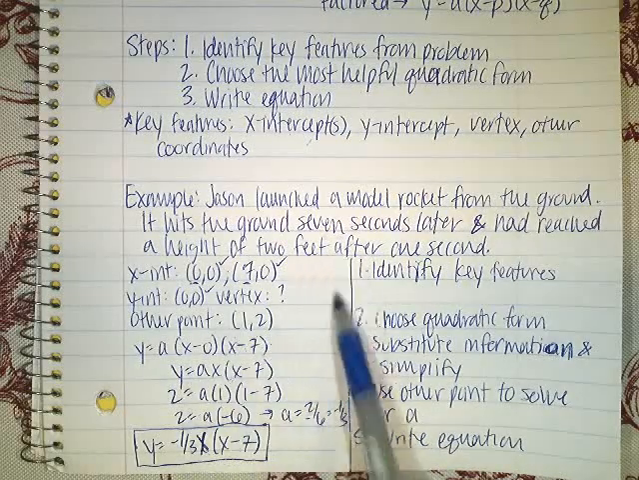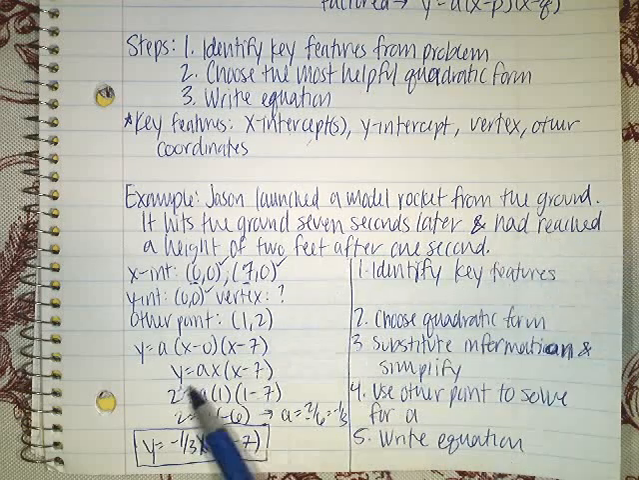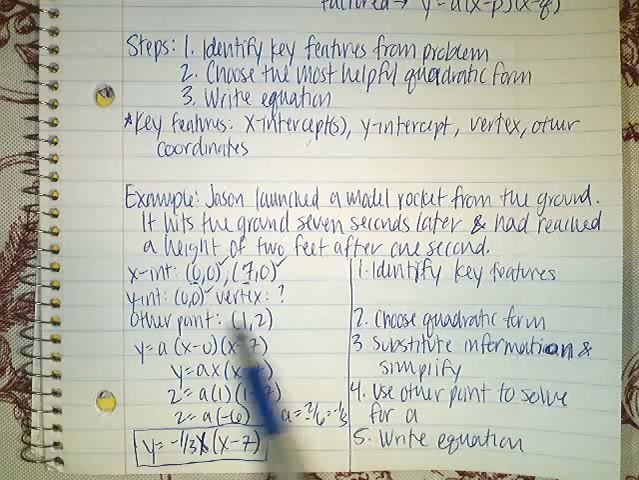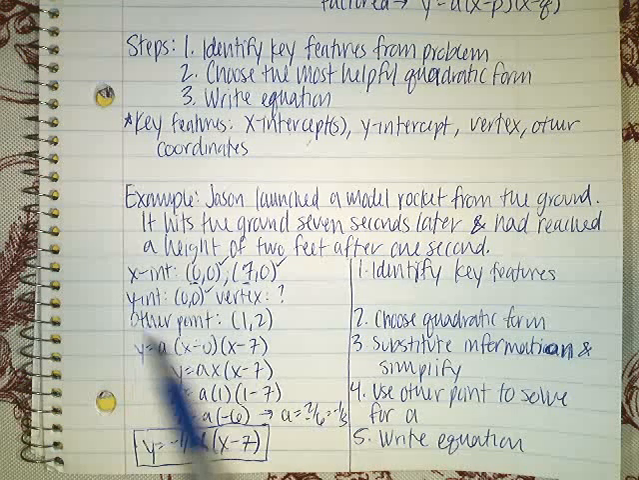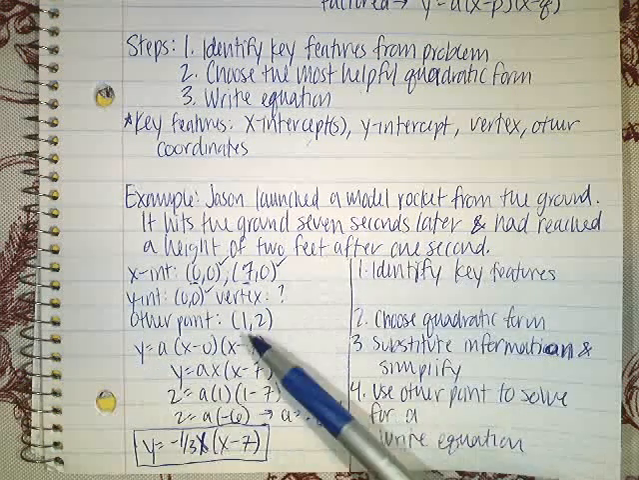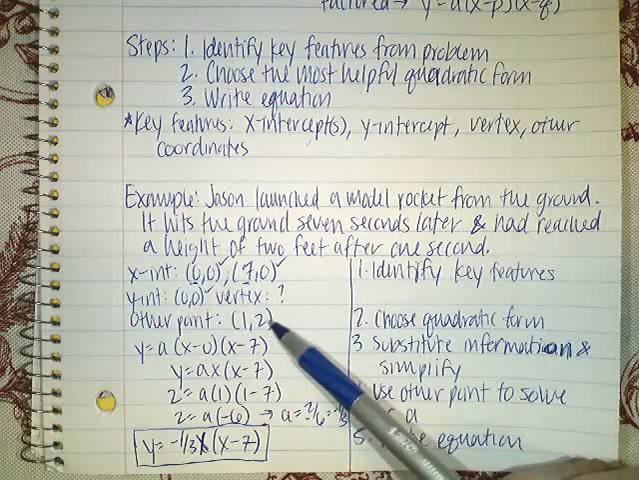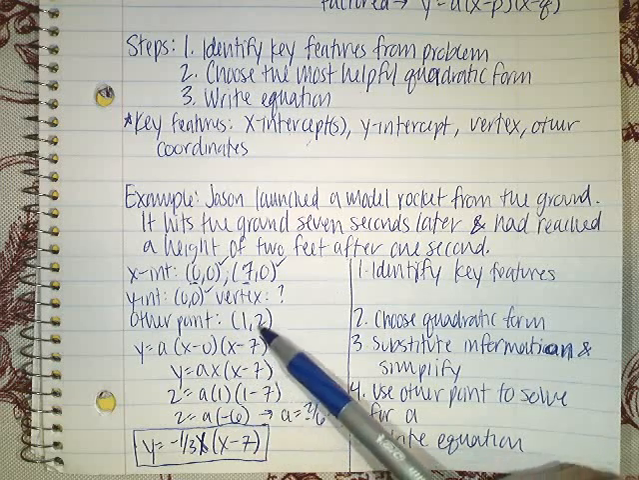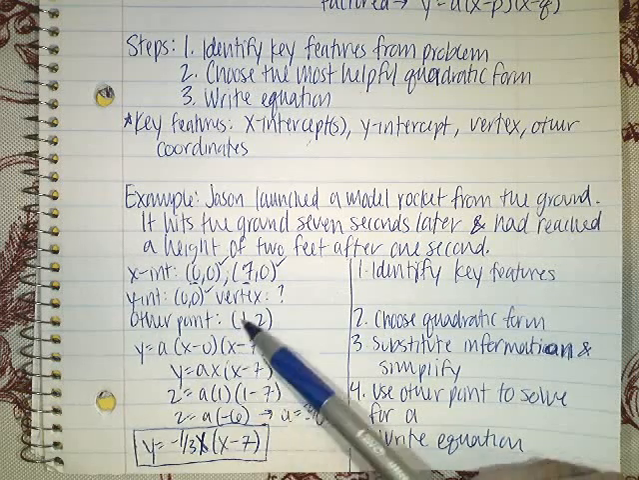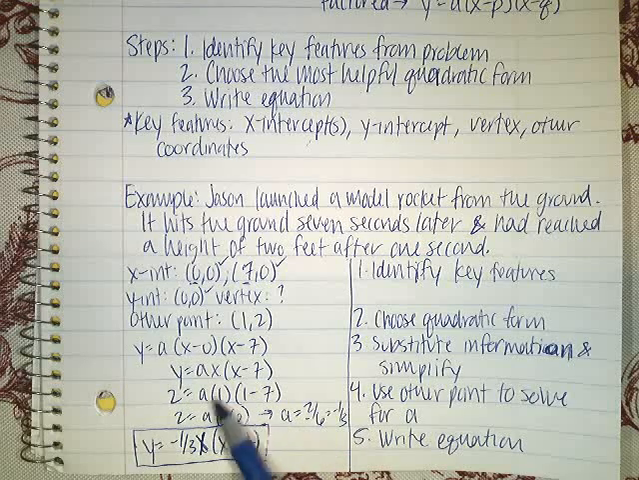Then, as I pointed out, I had 2 of the 3 bits of information I needed, but I still needed to find a, and that's where our other point comes in. You're always going to need another point in order to solve for a. So I plugged in my 2 for y, my 1 for x, and then solved out for a.